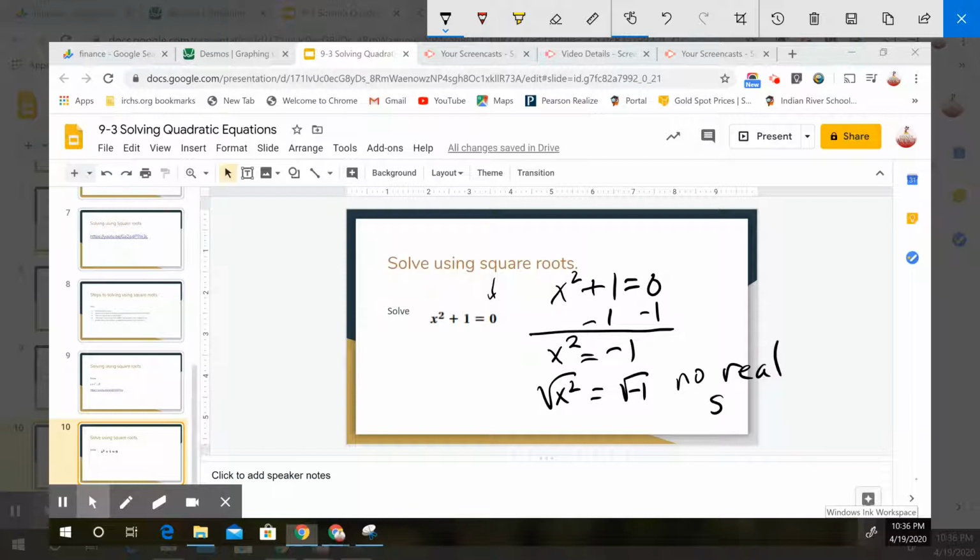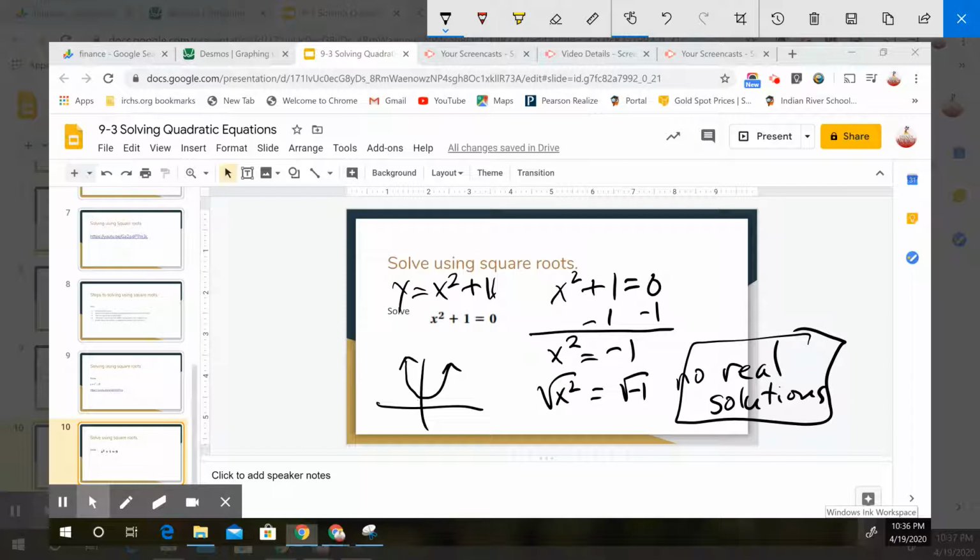Now, can we draw the parabola here? Of course we can. We can draw a picture of it, but it'll be one of those parabolas where the picture doesn't hit the x-axis. Okay, so it'll be something like this, I believe. Okay, that's the picture of y equals x squared plus 1. It's above the x-axis and it never crosses. So that's why there are no real solutions.